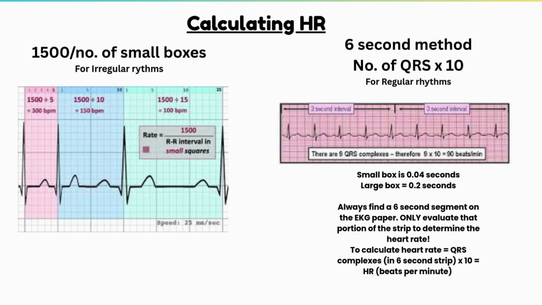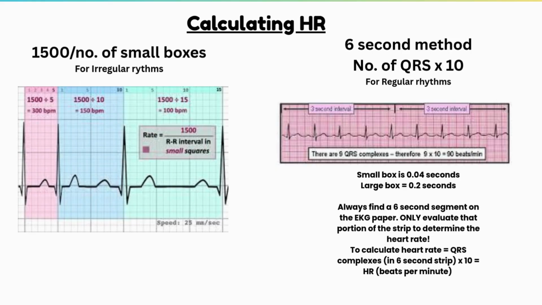If I look at the distance between every QRS complex and they are different, one takes longer than the other, one takes a shorter time than the other, then I know that's an irregular rhythm. So if I'm on an irregular rhythm, then I use 1500 divided by the number of small boxes between each R wave. So I count the number of small boxes between one R to the next one. I usually do 3 in a row so that I can do an average.